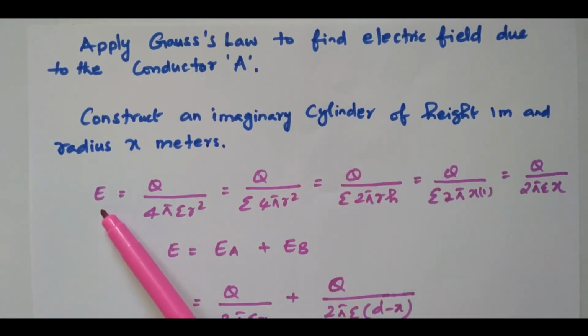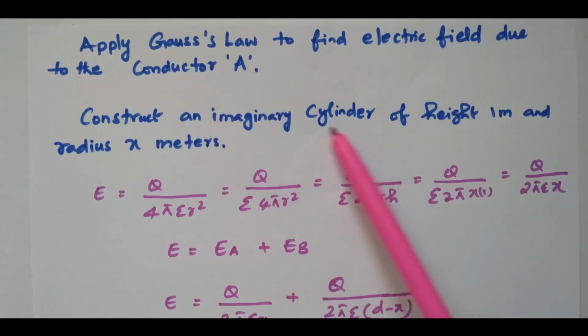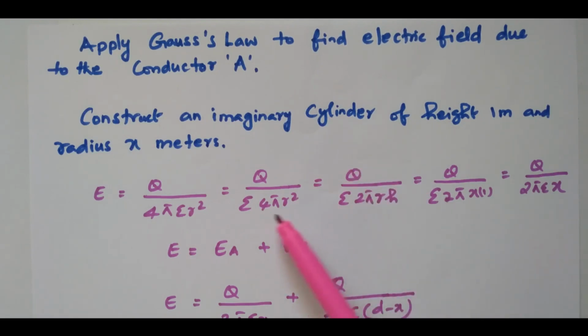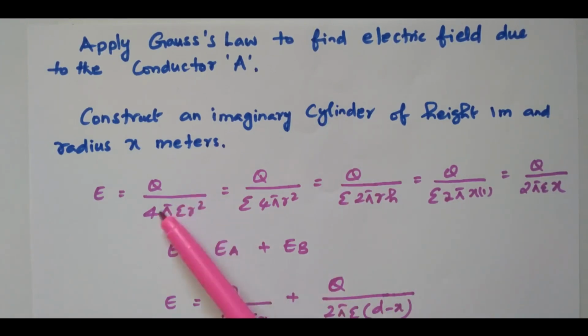The general formula is E equal to Q divided by 4 pi epsilon r square. That can be rewritten as Q divided by epsilon times 4 pi r square, since 4 pi r square refers to the sphere. Normally we consider the charges in the form of a sphere, but here we are using a cylinder. So this term is replaced by the area of the cylinder, 2 pi r h. In this, r is nothing but x, the radius is x and the height is 1 meter. So what we got is Q divided by 2 pi epsilon x. So the electric field intensity for this cylindrical surface is Q divided by 2 pi epsilon x. For other cases we can use this directly, right?